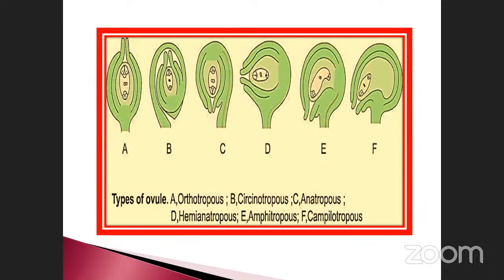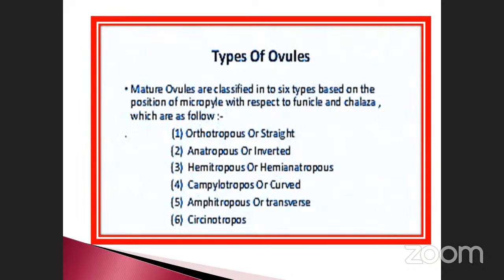Amphitropous. It is not considered as campylotropous. These are all the structures. They ask questions; they may give any one of these structures and ask which type it is. You have to practice it. You must know which one is straight, which one is inverted: orthotropous, anatropous, hemianatropous, campylotropous, amphitropous, and circinotropous.